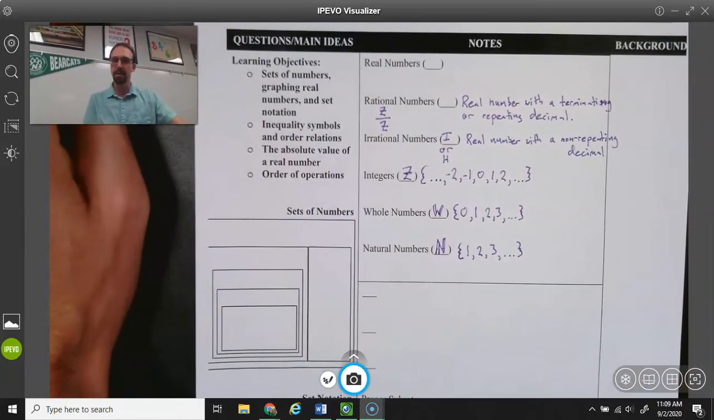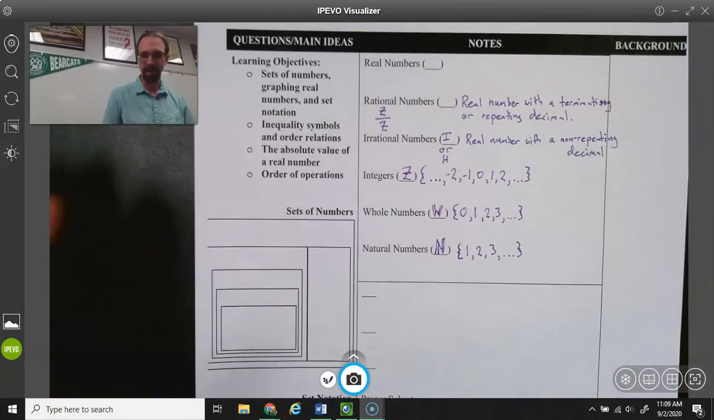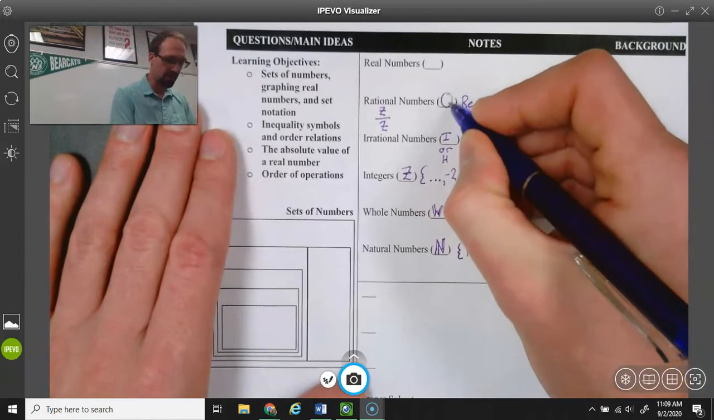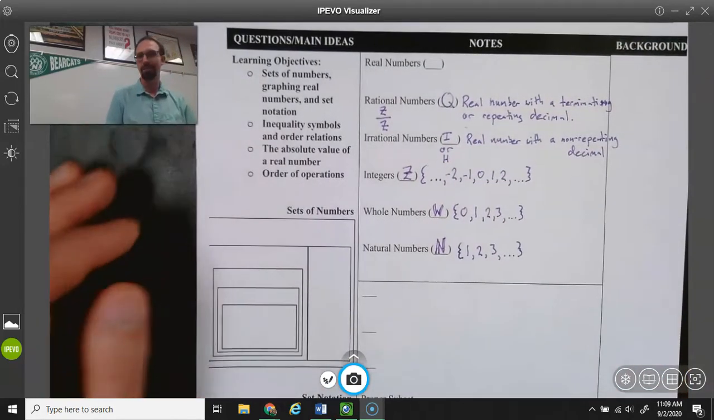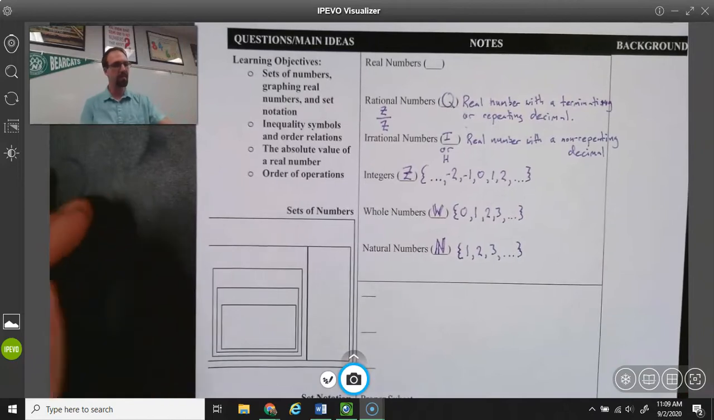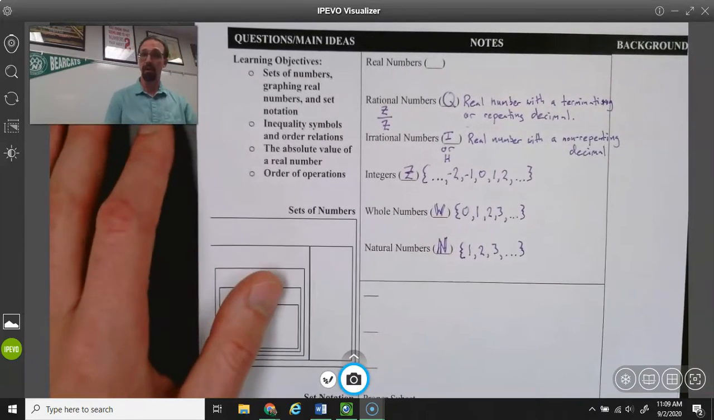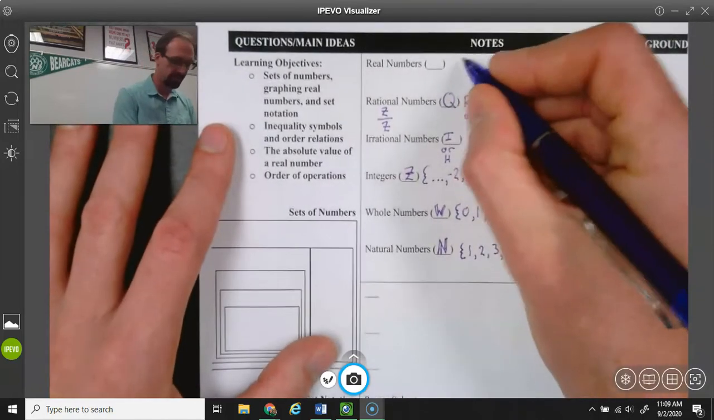Rational numbers, the word for it, again, comes from German. And so you can imagine it doesn't start with R, it actually starts with a Q. So there's your Q. And then this brings us to the very top where we talk about real numbers. And the real numbers are the set of all rational and irrational numbers.